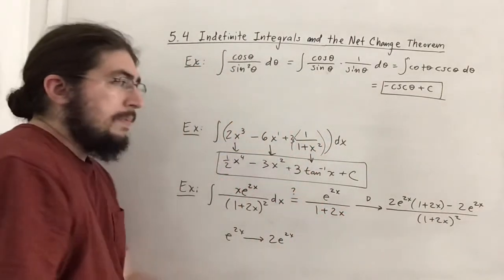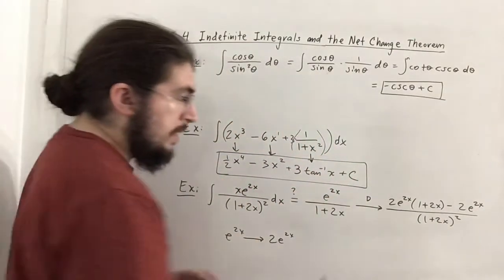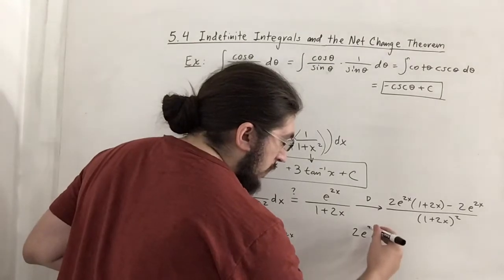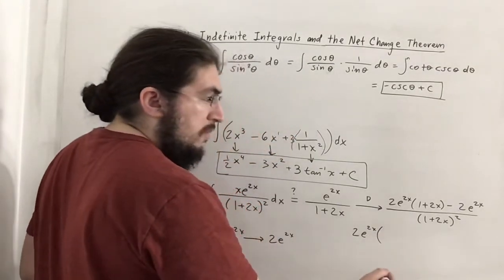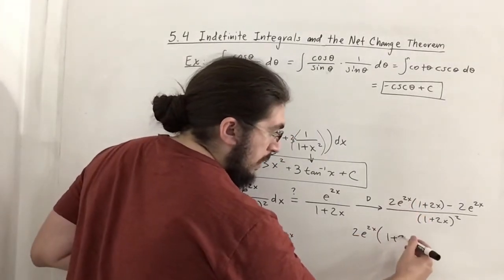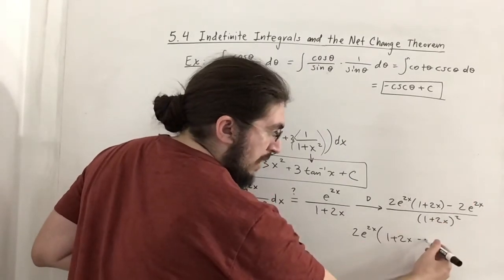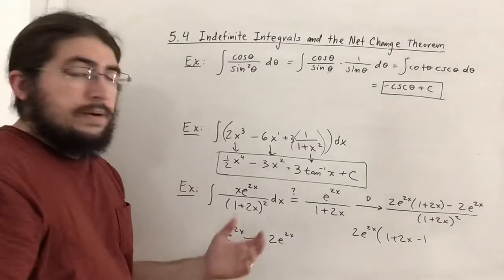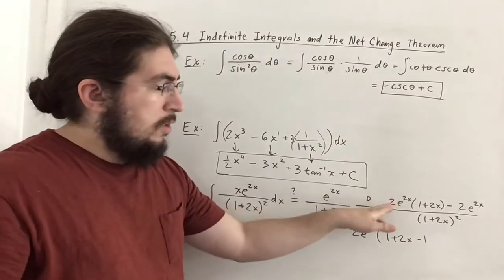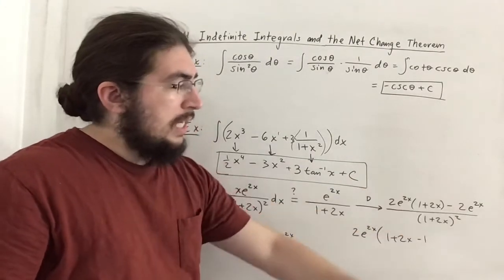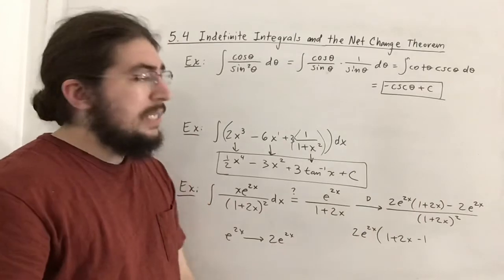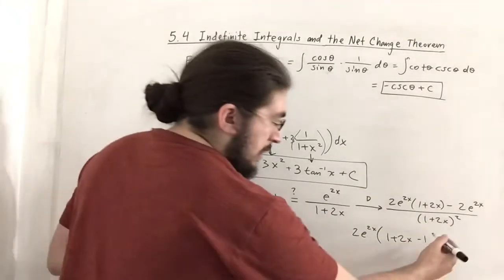And notice on the top, they both have 2e to the 2x in common. So if you actually factor that out, 2e to the 2x, what we have left over is from the first term, 1 plus 2x. But then from the second term, we have minus 1. Right? I hope that makes sense. Notice that this is 2e to the 2x times that quantity. The second one is 2e to the 2x times negative 1, technically. So if you pull that out, you'll get this.